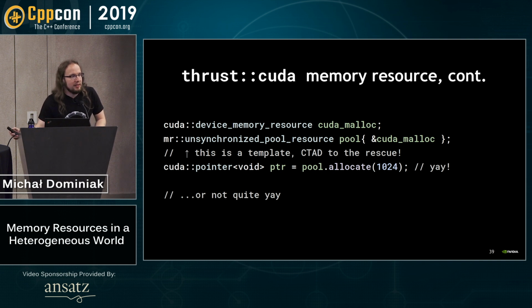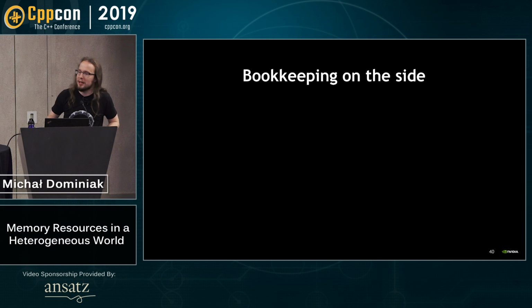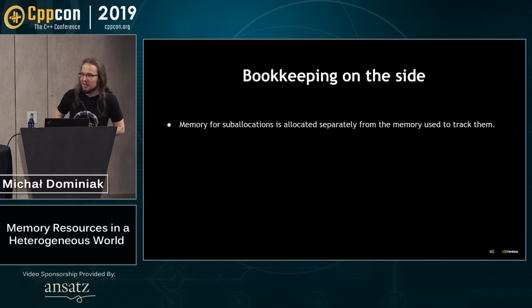Okay, so clearly storing the metadata inside the same allocation as the suballocations is not a great solution for when you have memory that may migrate between different places in your system. Enter something that I call bookkeeping on the side, and this is where the word bookkeeping came from in my mental model of this, because I wrote a template that had a template parameter. I didn't know how to name it. I just said bookkeeper, and that seemed fine. So the memory for suballocations is going to be allocated separately from the memory used to track the suballocations.